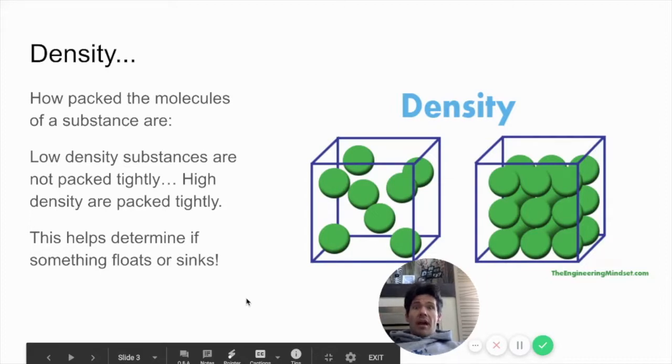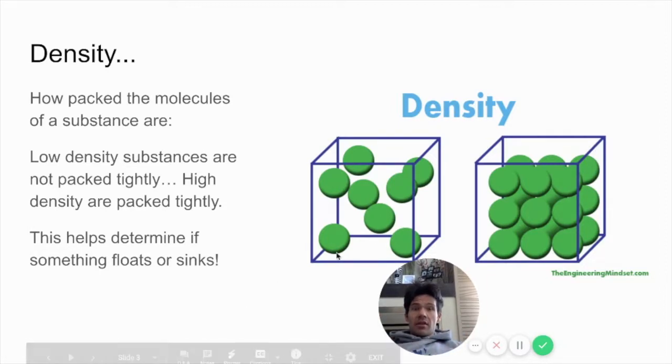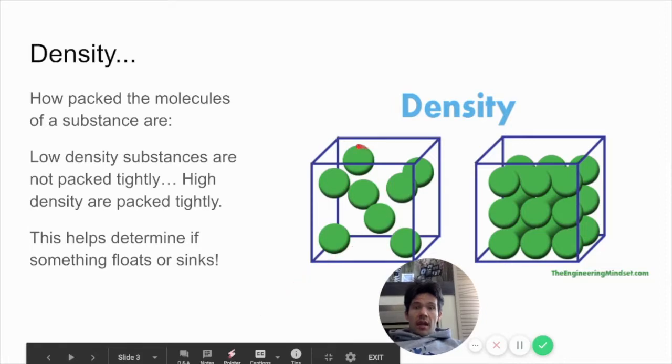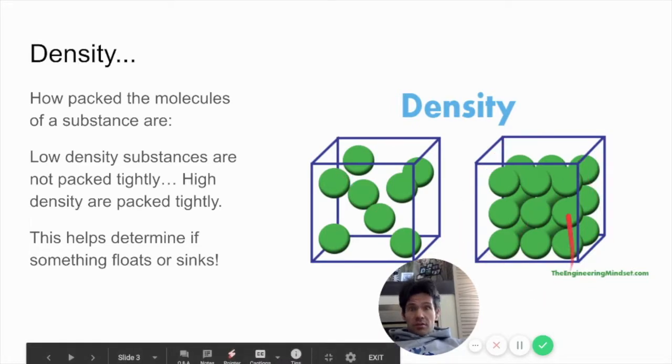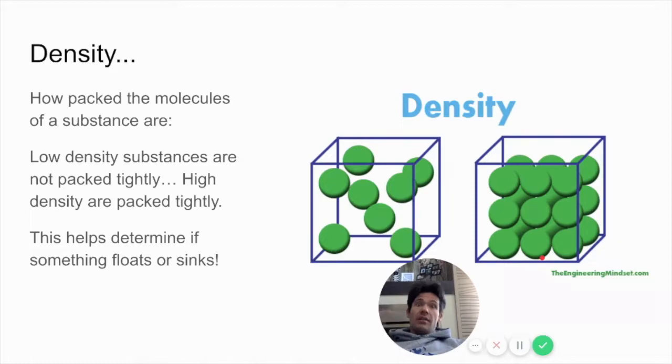Density is simply how packed the molecules are in a substance. So I have a box over here that has just a few circles in it. That is a low density substance. I have a box over here with a lot of circles or objects in it. That one is a high density substance. The low density things are just less packed. Could be the same material, just less full. The high density things, more packed, more full of molecules. This helps us determine if something is going to float or sink, depending on what fluid you put it in.